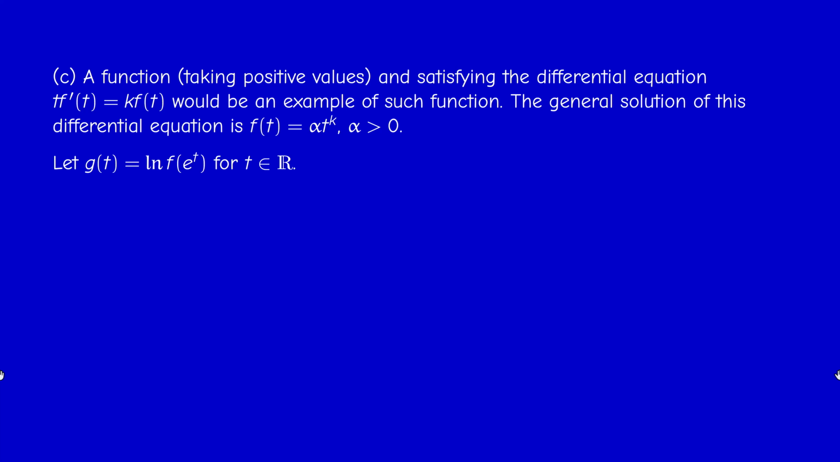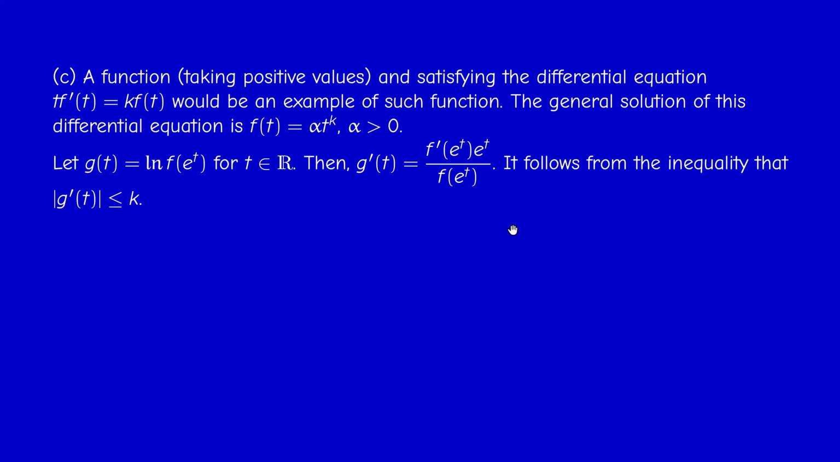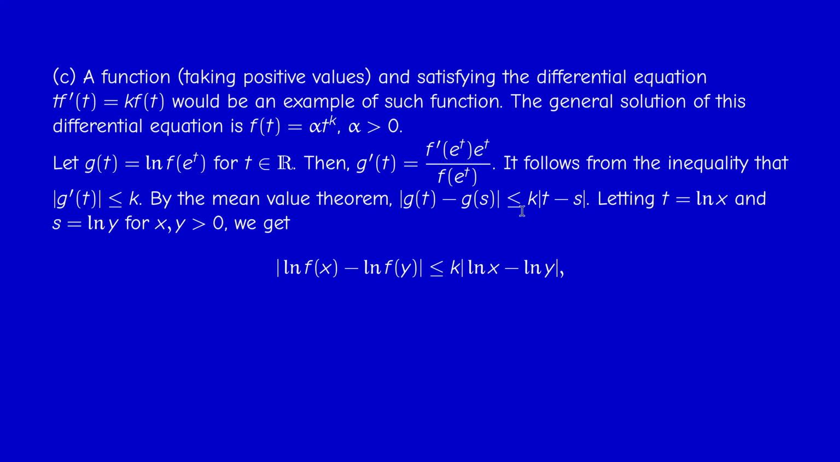Now, why does f have a fixed point? We do as in the hint. We introduce g of t equals ln of f of e^t. So g is differentiable, and by the chain rule, g prime of t equals f prime of e^t times e^t over f of e^t. When I take the absolute value using the inequality, if I put x equal e^t, then this is just f prime of x times x over f of x, so it's less than k. So by the mean value theorem, g is actually a contraction, Lipschitz continuous with constant k.